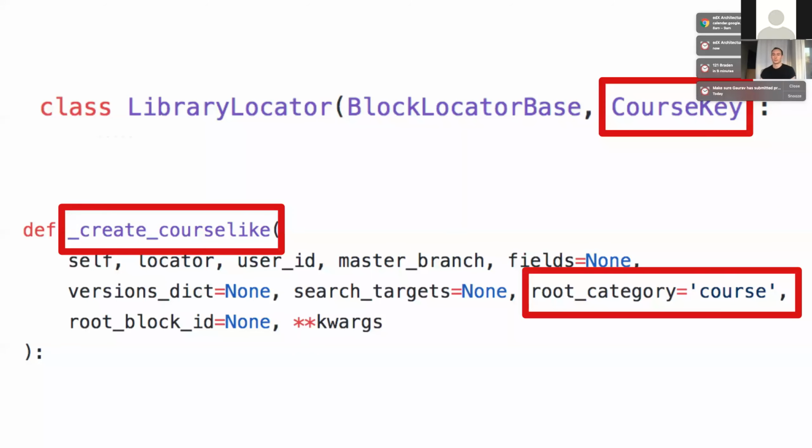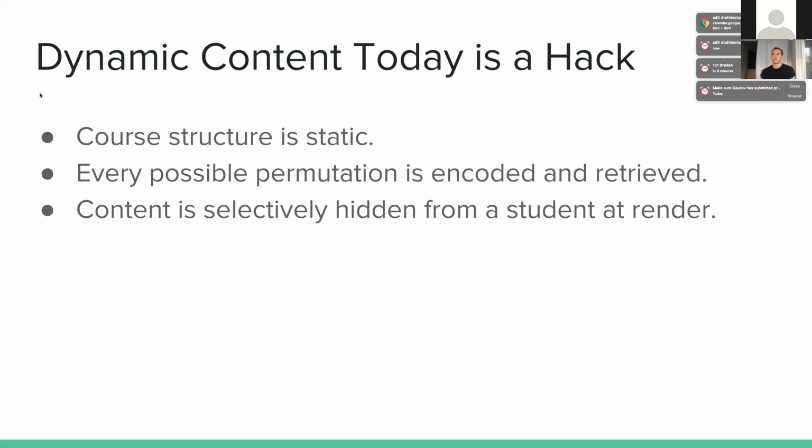But it carries with it a lot of baggage and complexity, and really limits what content libraries can do today. Honestly, dynamic content today on the edX platform is kind of a hack. The course structure is static. It's always exactly what it is in the beginning. It's the same for everyone. Every possible permutation of that course is encoded and retrieved, and then content is selectively hidden from a user at the time of render through a bunch of access checks. Right, so that means, next part.